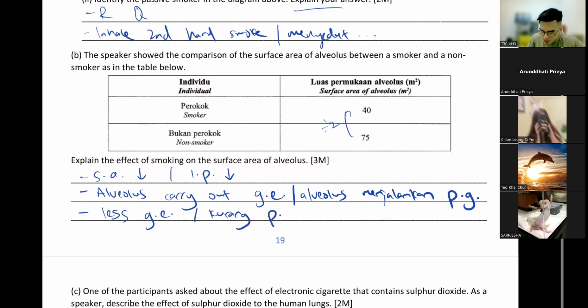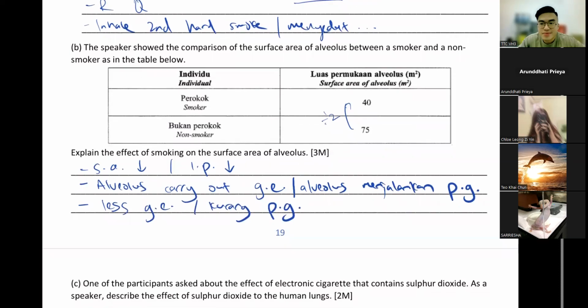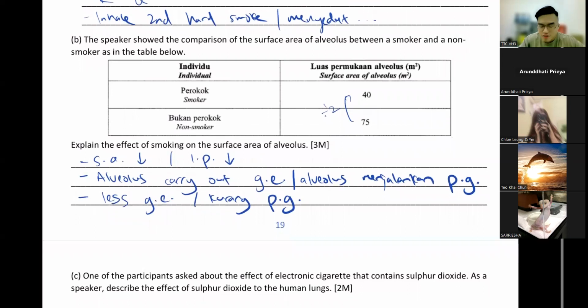Kurang pertukaran gas. Less gaseous exchange. Okay, yes, exchange rate low. Can. If you say, sir, I don't want to write this point, can you give me one more point? I can give you another point. So when you have less gaseous exchange, so what? What do you feel? Yes, sesak nafas. Or we can say breathing difficulty. Okay, kesukaran bernafas.